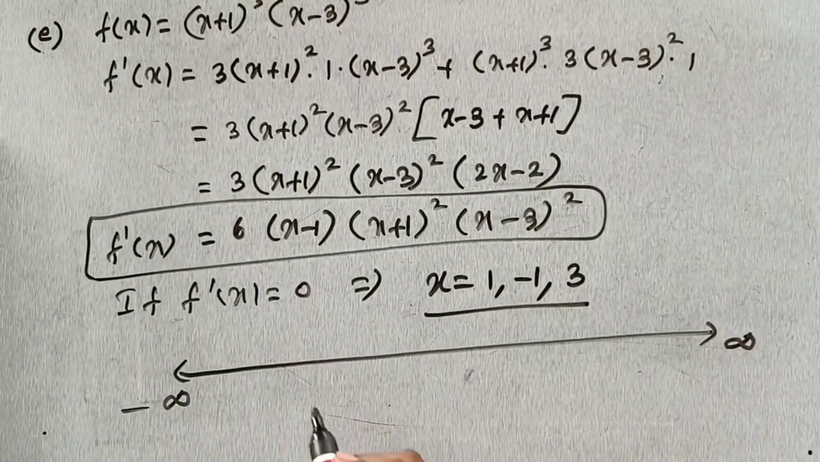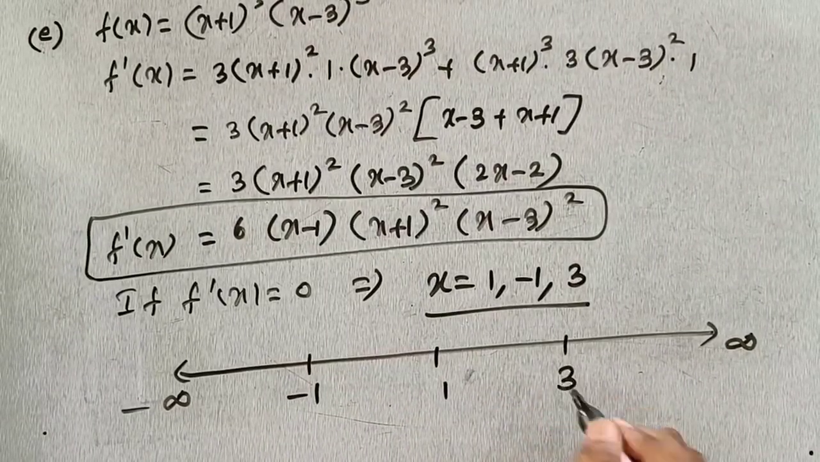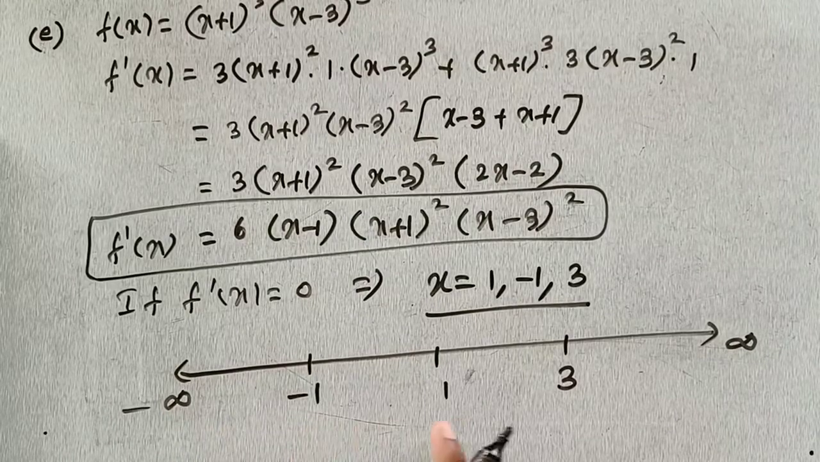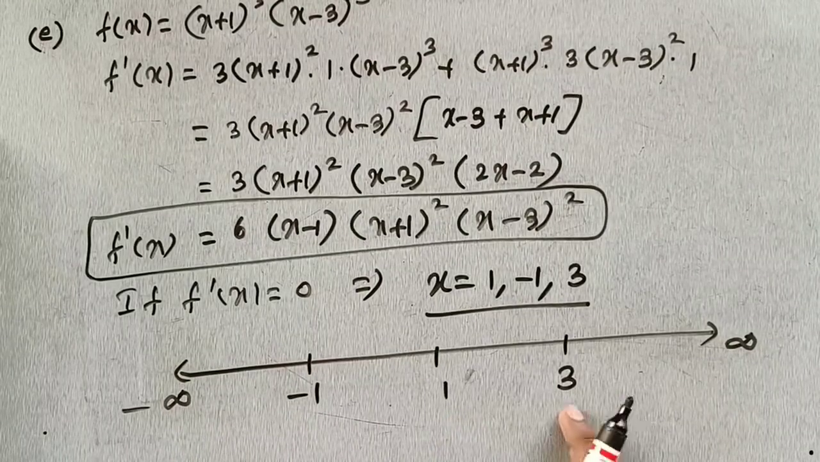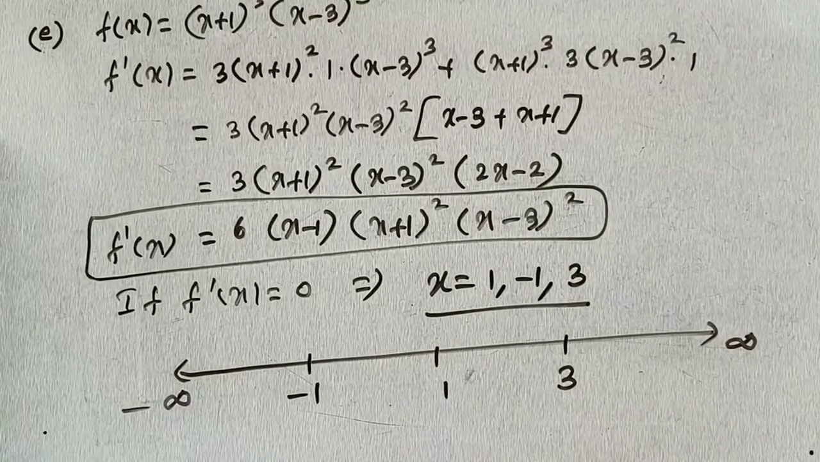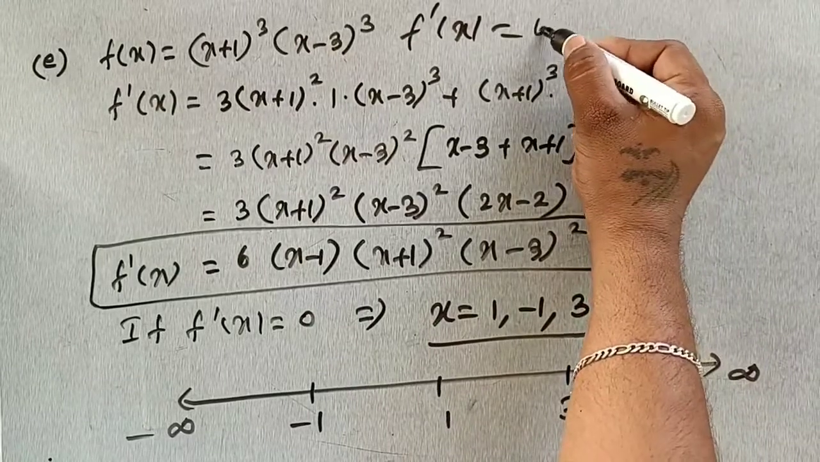What are the points? First point is minus 1, second point is plus 1, third point is 3. So what are the intervals? Minus infinity to minus 1, minus 1 to plus 1, plus 1 to 3, 3 to infinity. 1, 2, 3, 4. Totally 4 intervals.